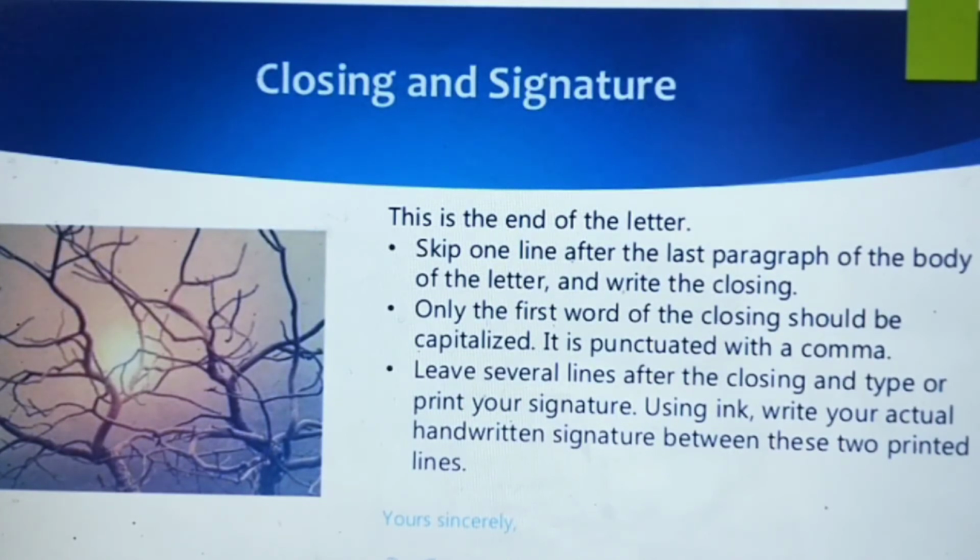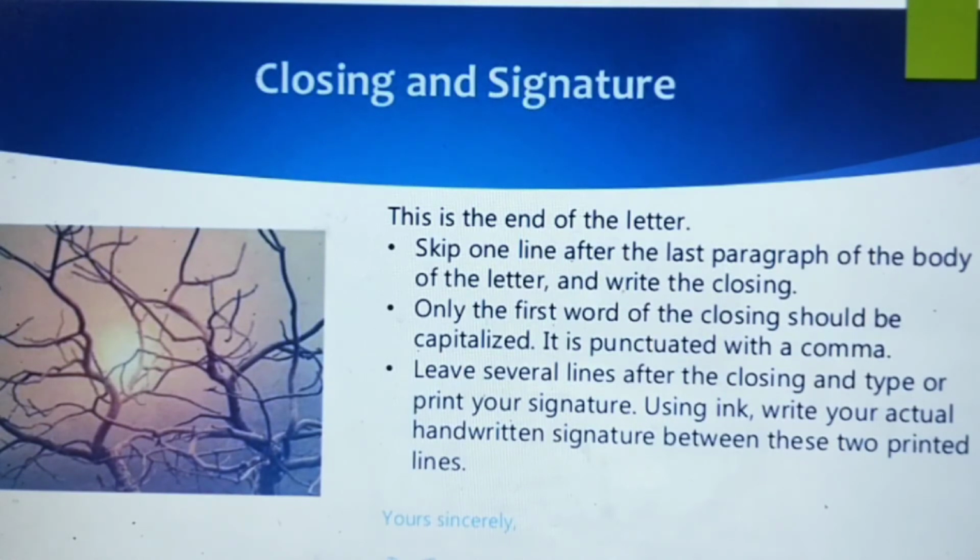Skip one line after the last paragraph of the body of the letter and write the closing. Only the first word of the closing should be capitalized. It is punctuated with a comma. Leave several lines after the closing. Type or print your name. Use ink. Write your actual handwritten signature between these two printed lines. So, "Yours sincerely," then you can put your signature and then your name.